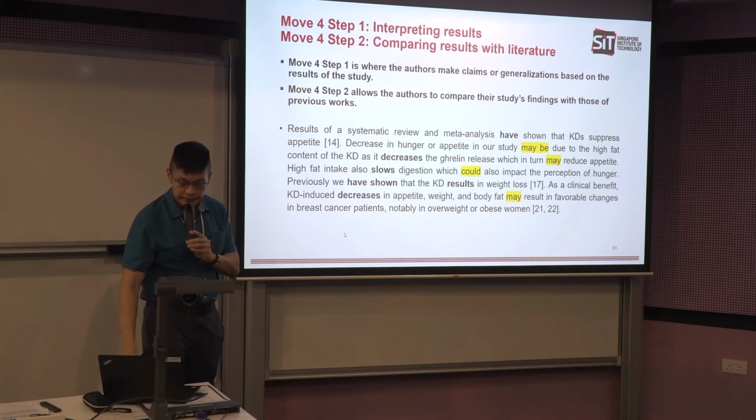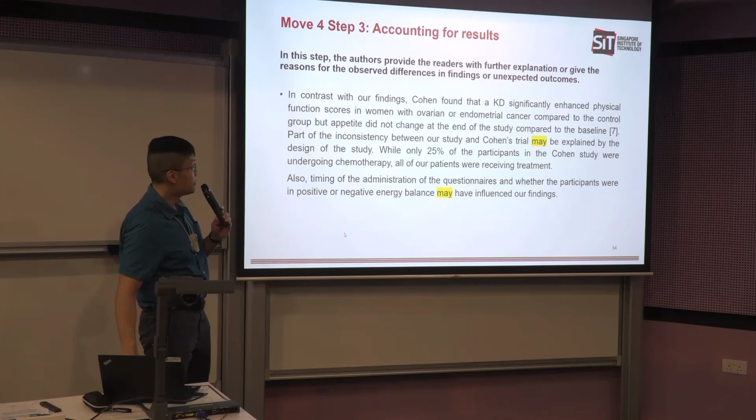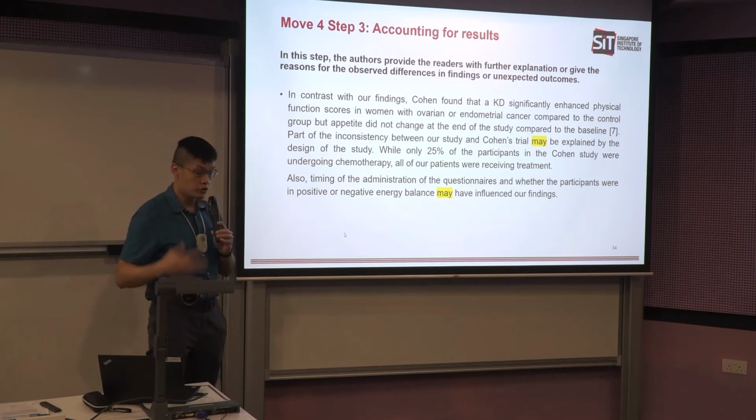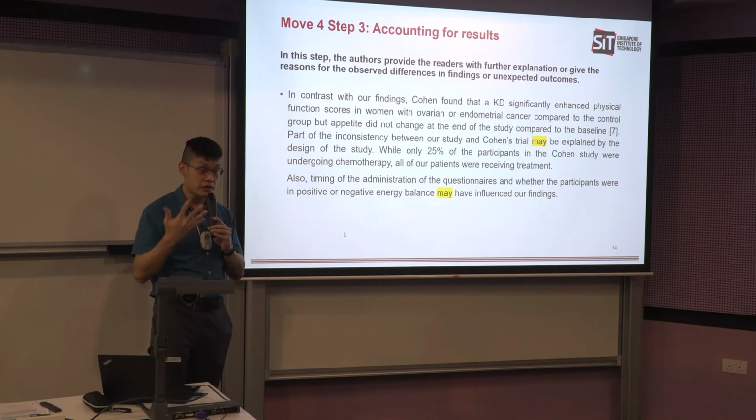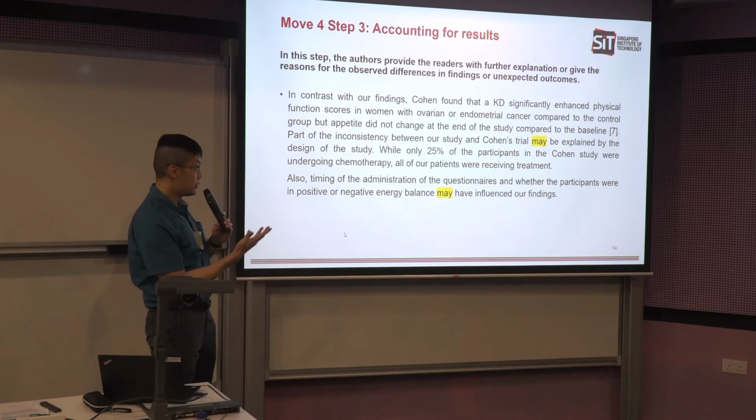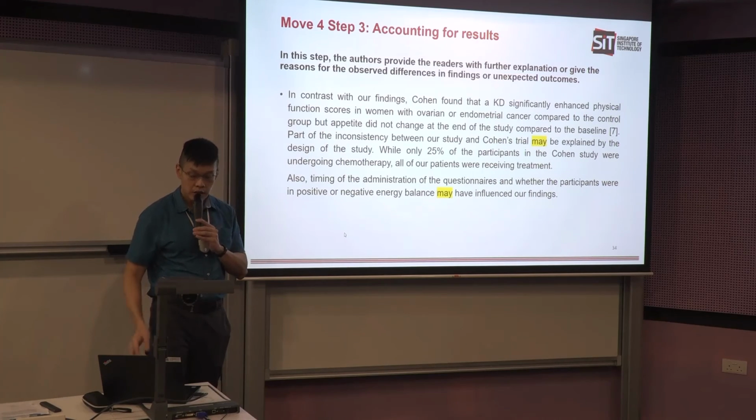Now, the next one, very quickly, this is just basic to show that there is a difference between previous findings and your finding, and what is the explanation that you need to give to account for that difference. And you can see that hedges, like in this case here, may tend to co-occur with it.